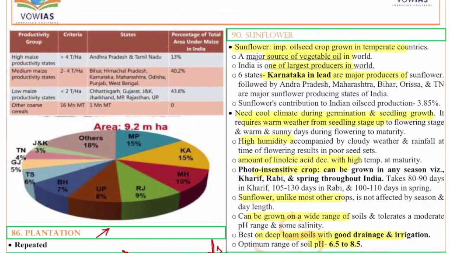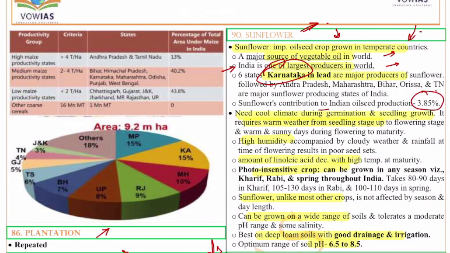Next, the 90th question is on sunflower. Sunflower is an important oilseed grown in temperate countries. It is a major source of vegetable oil in the world. India is one of the largest producers in the world, and in India, Karnataka is the largest producer. Sunflower's contribution to Indian oilseeds production is 3.85%.